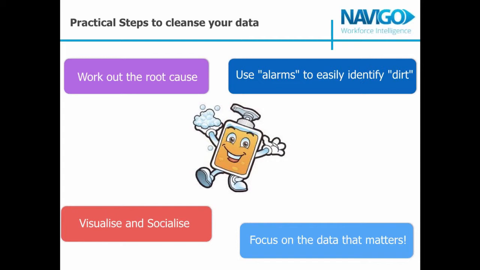Next thing is to use alarms to easily identify dirt. Imagine being asked to proofread and rectify mistakes in a document. How much easier would this be if all of the issues you're looking for are already highlighted? This is exactly the same with your HR data. Once you have these alarms set up, schedule reviews, and if possible, set up processes for dealing with these alarms when they occur.